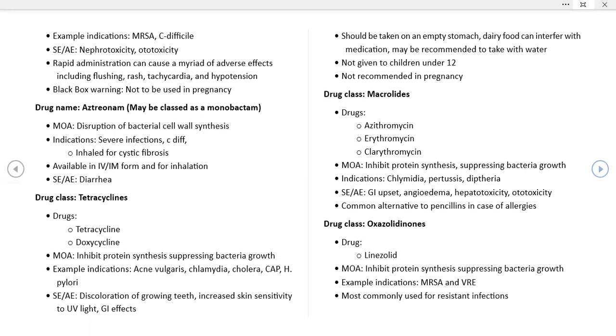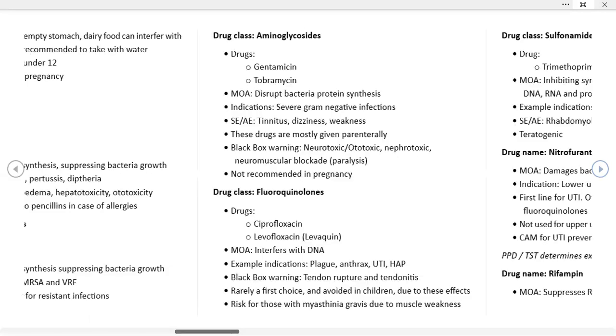Next, we have our oxazolidinones. I'm not 100% sure I'm pronouncing that correctly, but just go with it. Linezolid is the drug in this class, and this is a class that's used for resistant infections. Again, this is another one that inhibits protein synthesis. We use this for MRSA, which is methicillin-resistant Staph aureus. We use this for VRE, which is vancomycin-resistant enterococci. So these are 4 resistant infections.